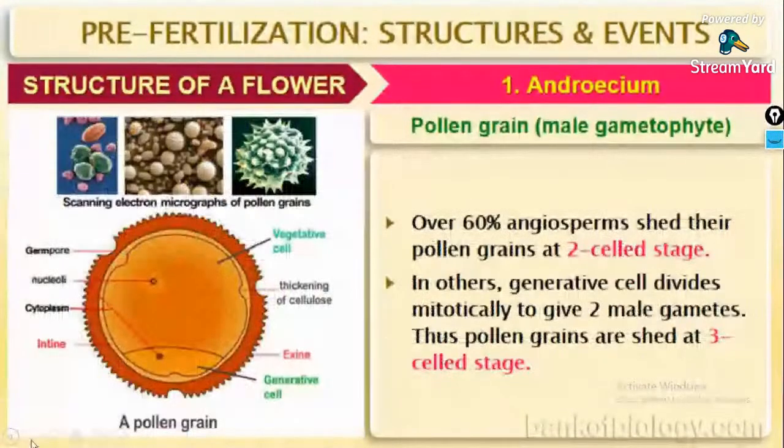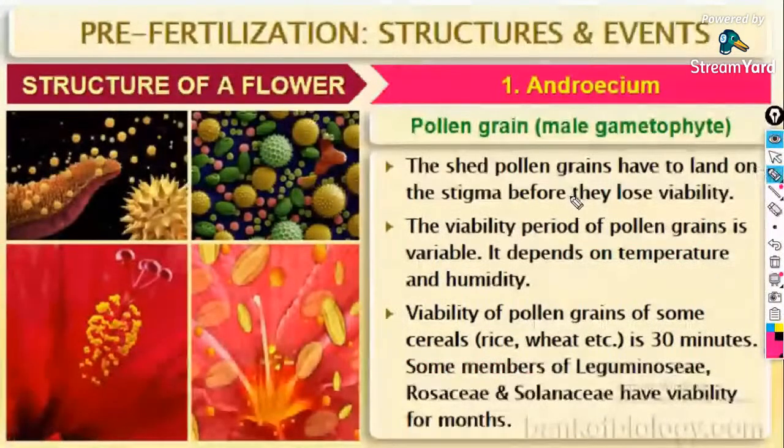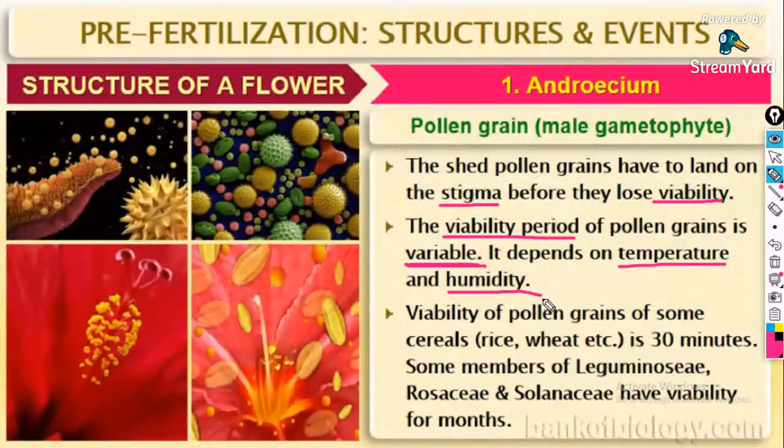Next one is all about the pollen grain. That is, the pollen grains have to land on the stigma before they lose viability. Viability means the capacity to fertilize the female gamete. So the viability period of a pollen grain is variable in different species. It depends upon temperature and humidity.